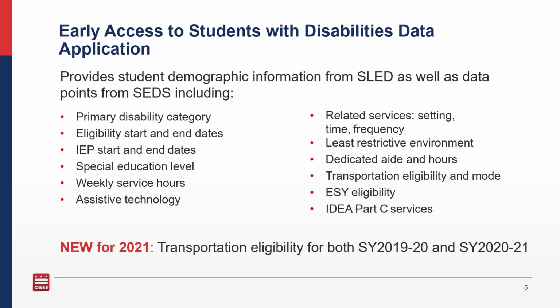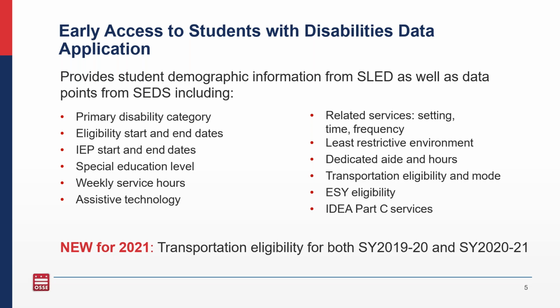dedicated aide and what the hours are, transportation eligibility and mode, ESY eligibility, and IDEA Part C services. By that I mean if a student is age 6 or under as of September 30th of the current year, and they have received IDEA Part C services in the past, there is a specific yes/no flag for every student for that. That is to show you if the student may be transitioning from IDEA Part C services, that you may need to engage with the student's prior LEA to ensure a smooth and effective transition for that student for the upcoming school year.